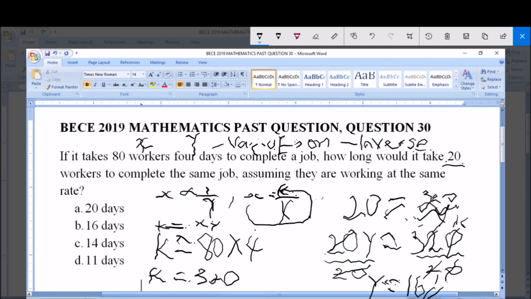So therefore, from our options here, B is our answer. B here says 16 days. Option A says 20, option B says 16, option C says 14, and option D says 11. So B is our answer, 16 days.